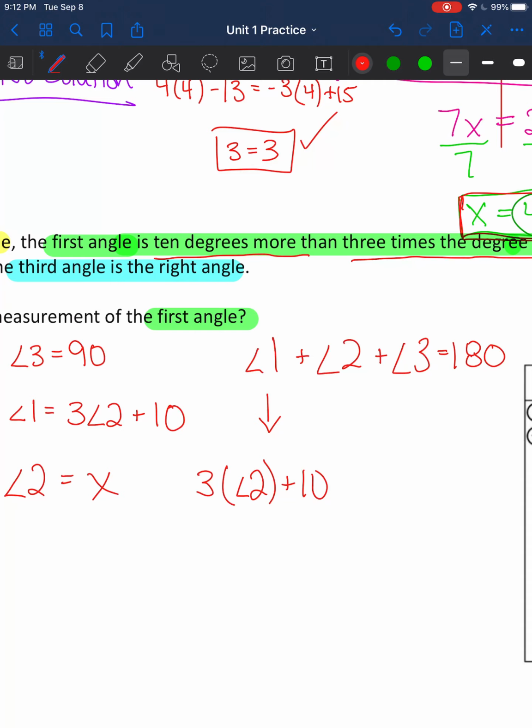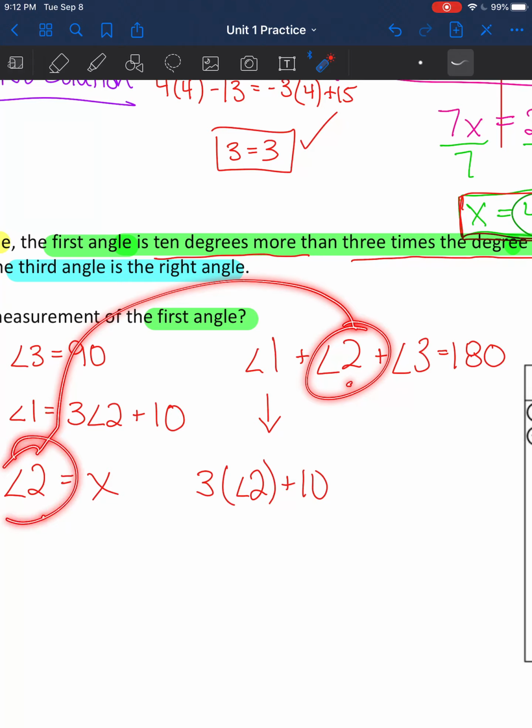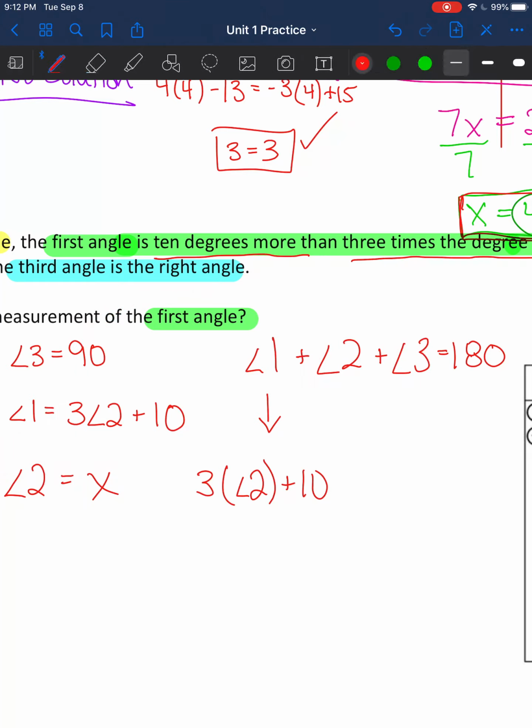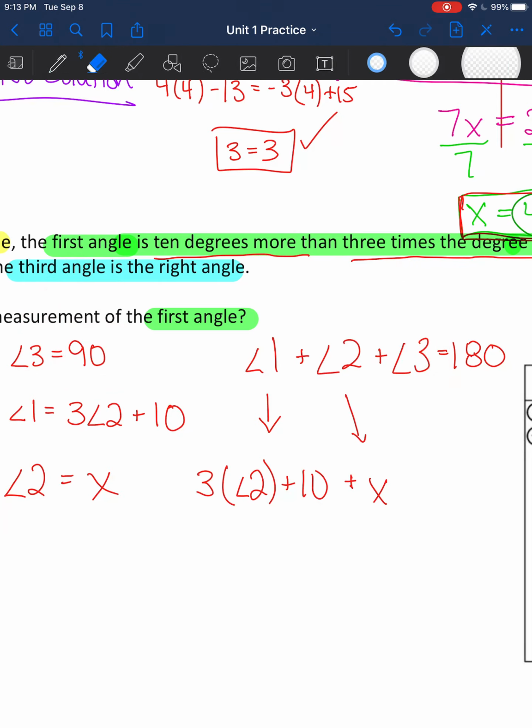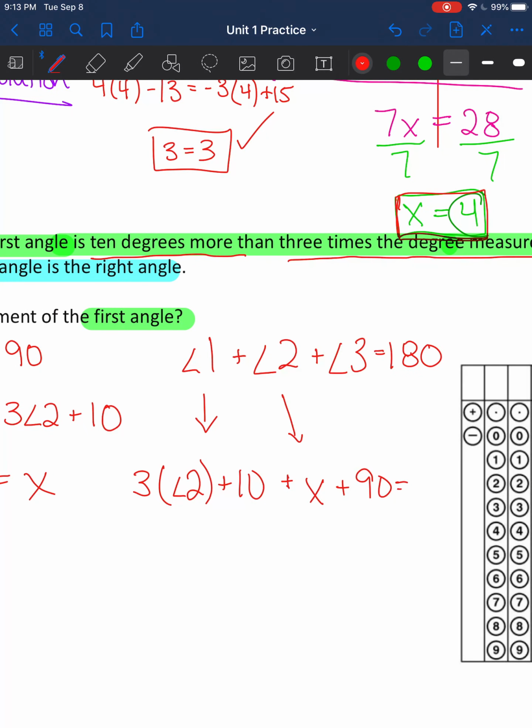I know that angle 2 can be found here. So angle 2 is equal to x, right? That was the angle that we said we just don't know anything about. So I'm going to replace angle 2 with x now. So plus x. And then finally, I know that angle 3 is the right angle, and the right angle always measures 90 degrees. So I can replace this 3 with 90 degrees. And all of this will add up to 180.